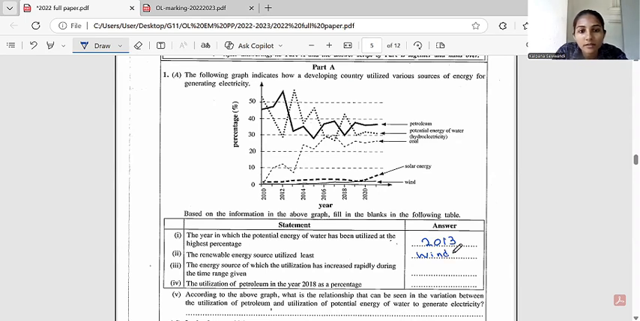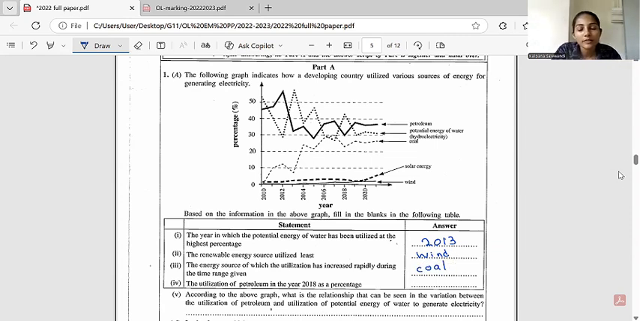Next, the energy source of which utilization has increased rapidly during the time range given. Rapidly increasing one, then coal. In 2010, it is zero, but rapidly it has been increased. Then that is coal. The answer should be coal. Let's write coal.